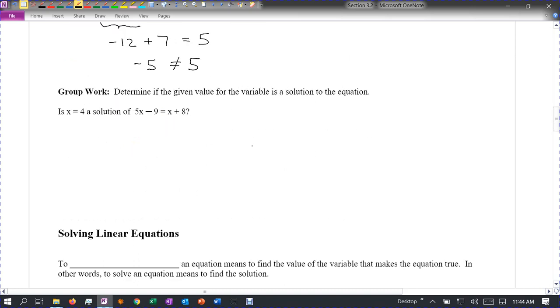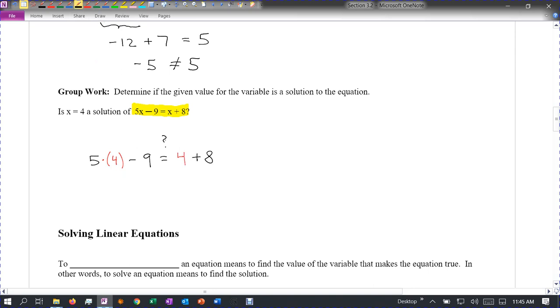So how about this one? Is 4 a solution to this equation? So I'm going to write the equation down. 5, I'm going to replace x with 4, so times 4. And then continue writing the equation. -9 equals x. Now x we said was 4. And then plus 8. So let's see if this is true.